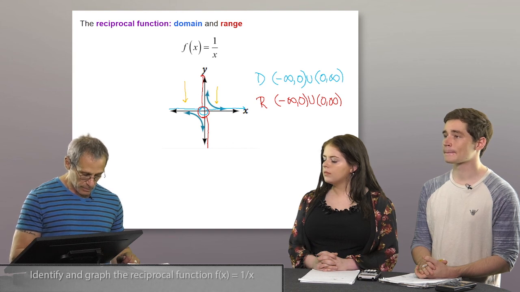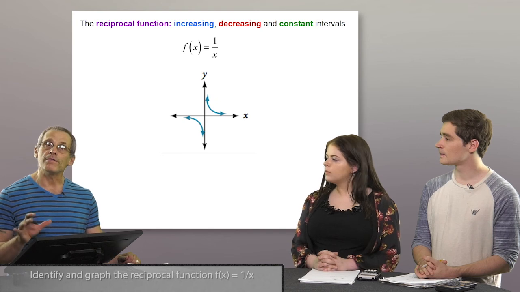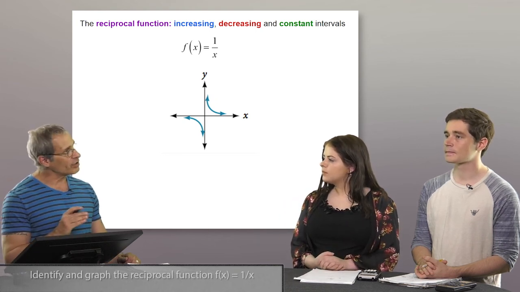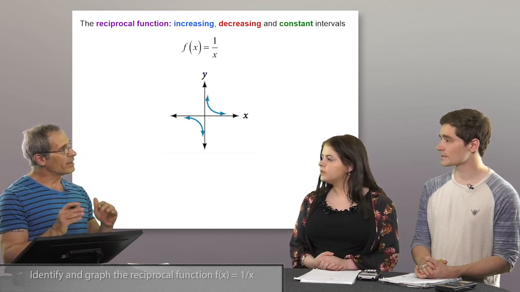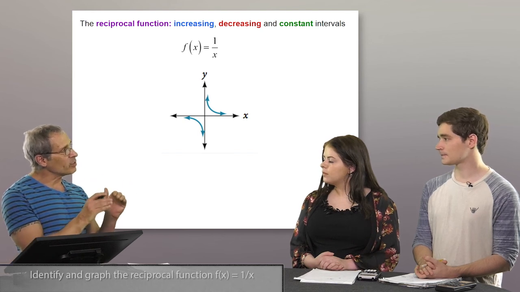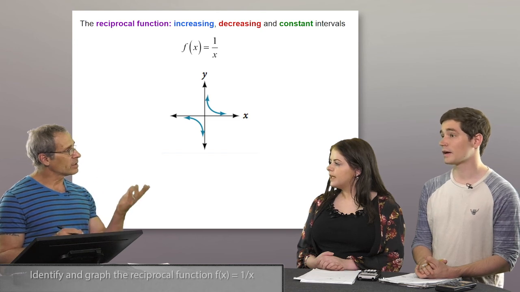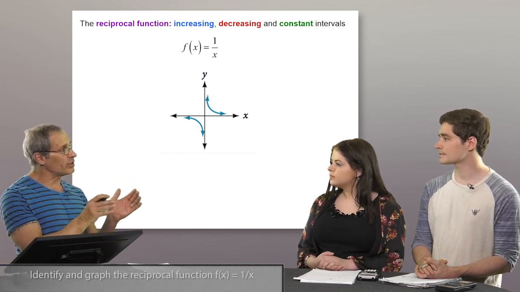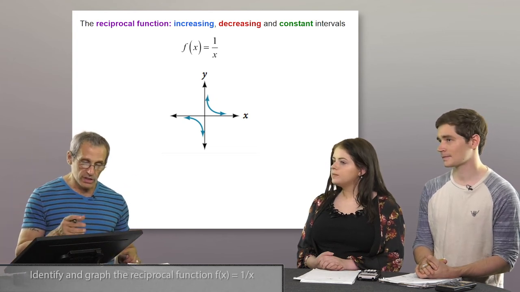Now the last thing I want to do is take a look at where my function is increasing, decreasing, and constant. So for increasing intervals, when the input increases, the outputs increase, and the graph goes up. And when I take a look at decreasing intervals, when the inputs increase, the outputs decrease, and the graph goes down. And lastly, for the constant intervals, when the inputs increase, the outputs stay the same, and the graph seems to be horizontal.